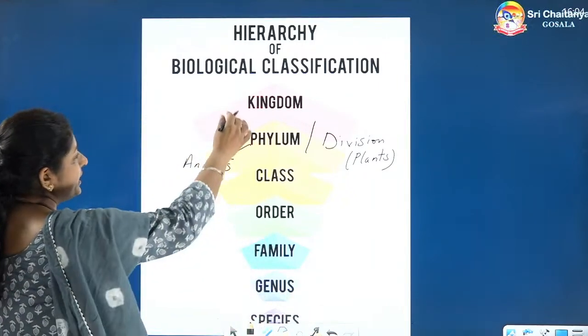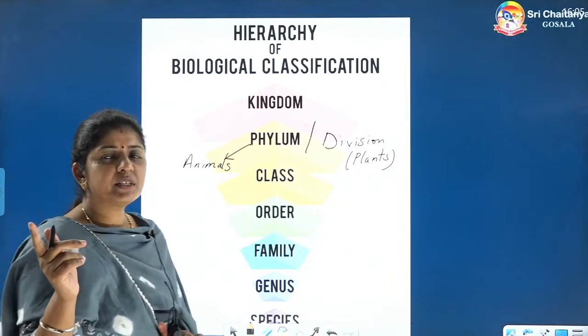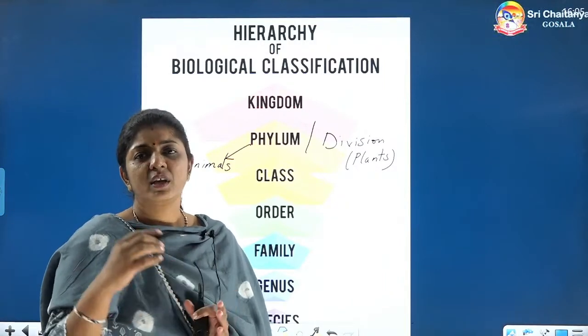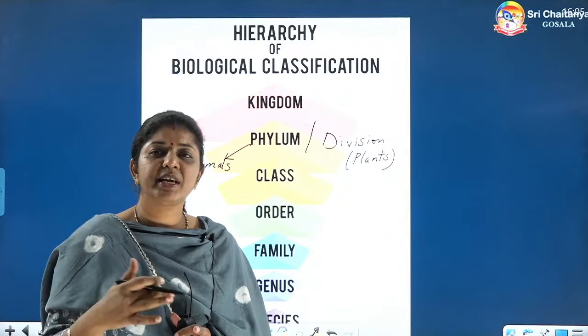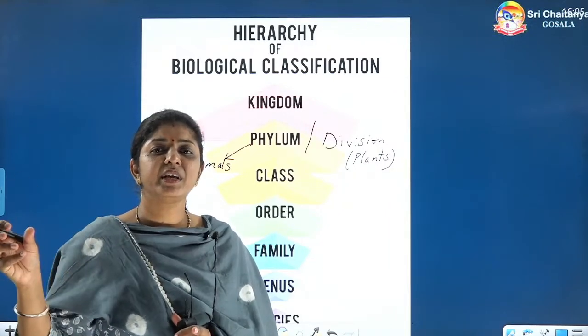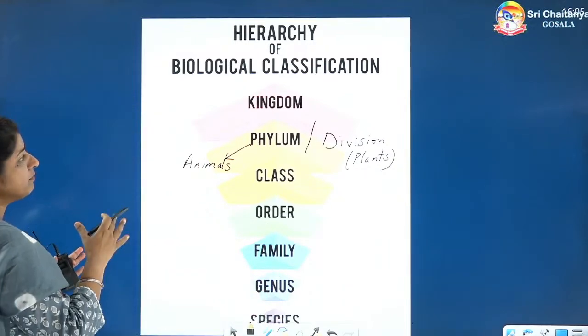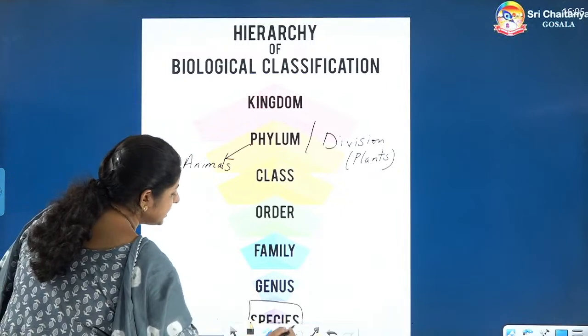So this you call hierarchy. I already told you what hierarchy is. Even in the chapters we discussed earlier, in morphology as well as in anatomy, the basic level of hierarchy of organization is the cell. Here we are taking the hierarchy of biological classification, so the basic will be the species.